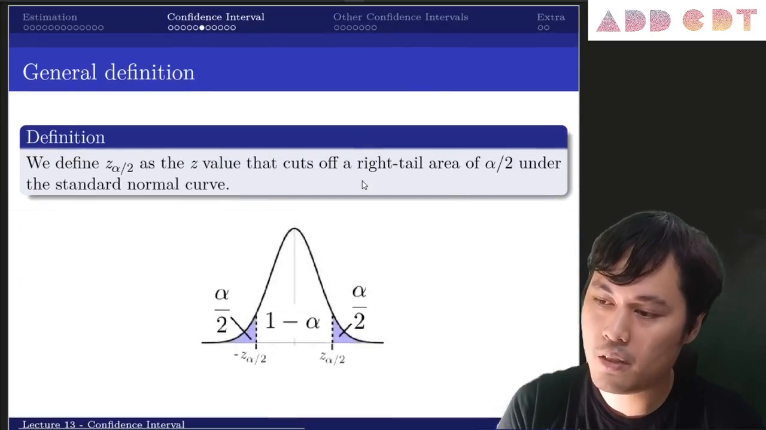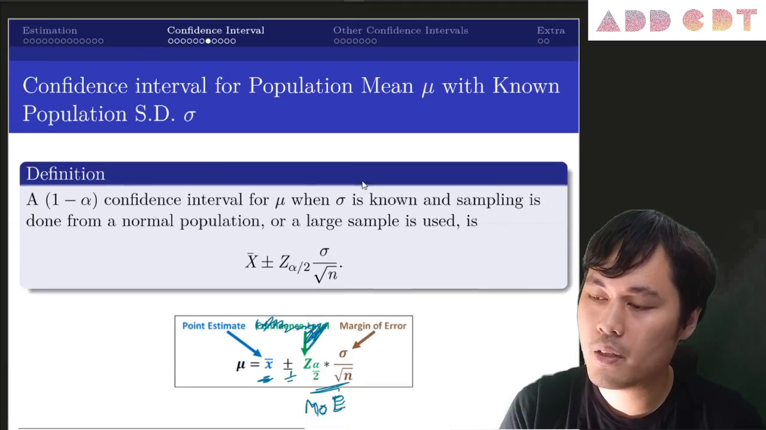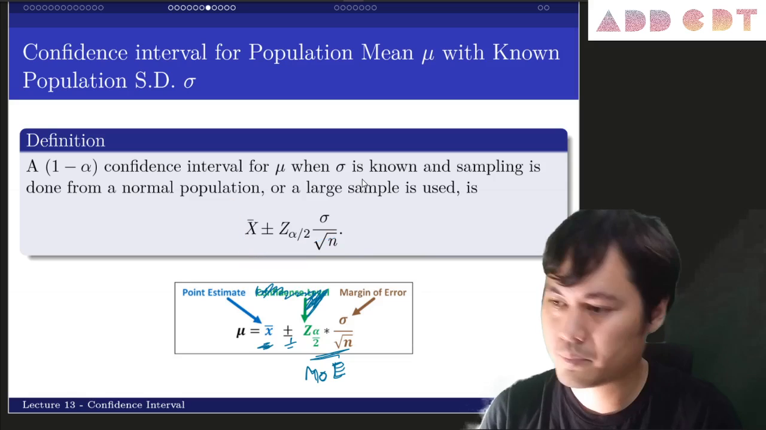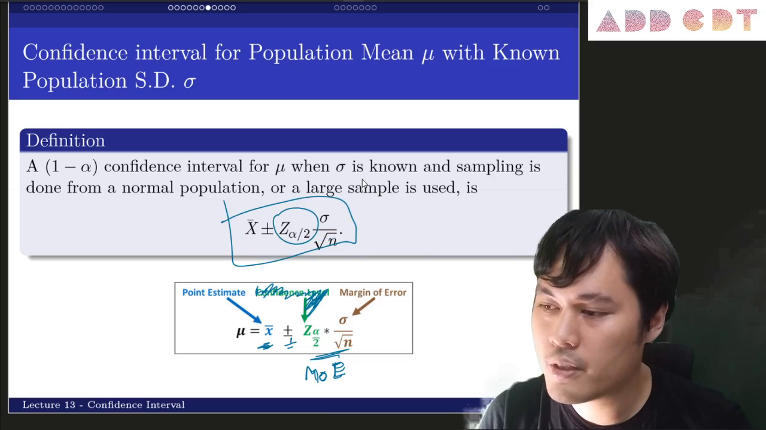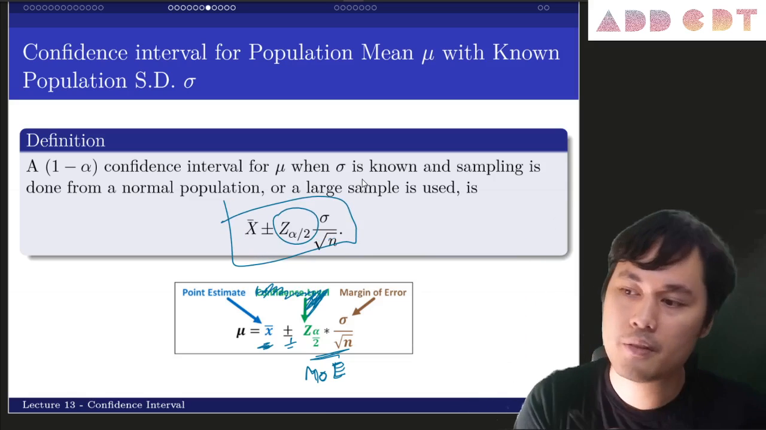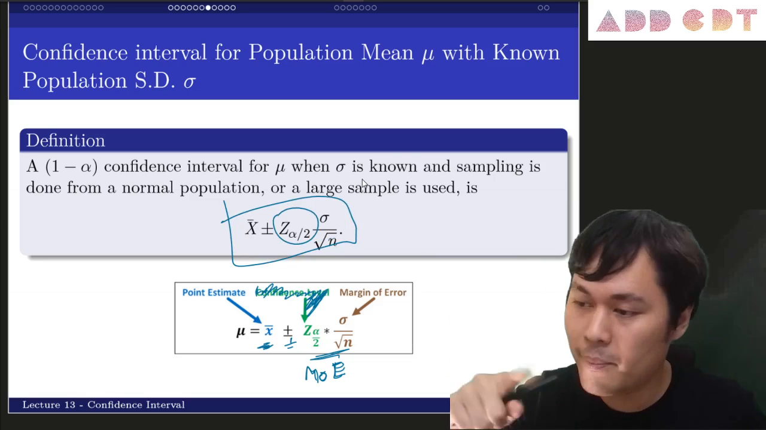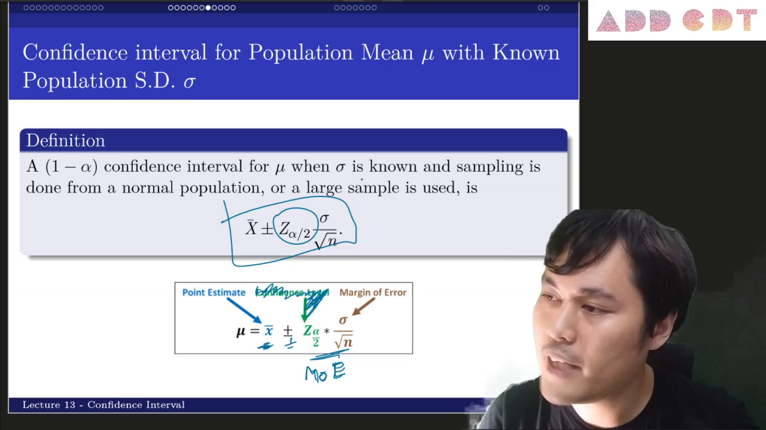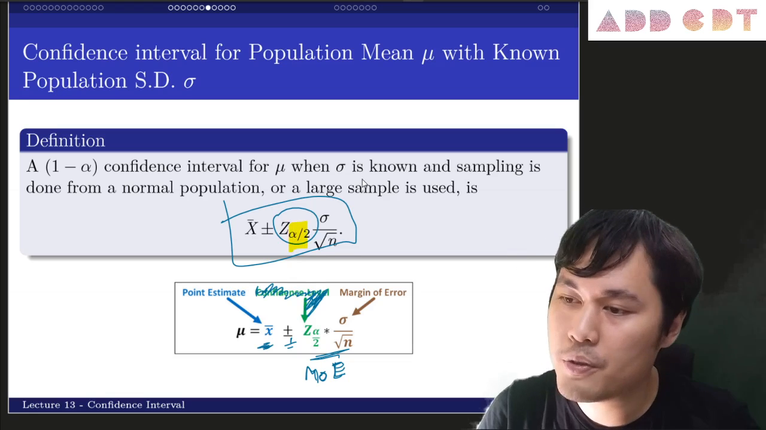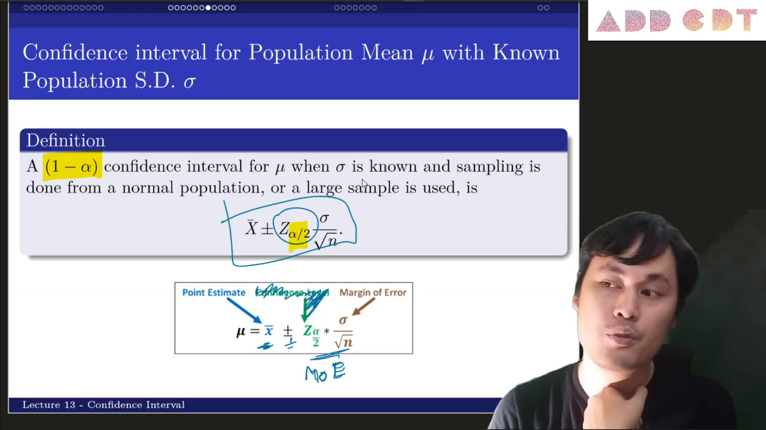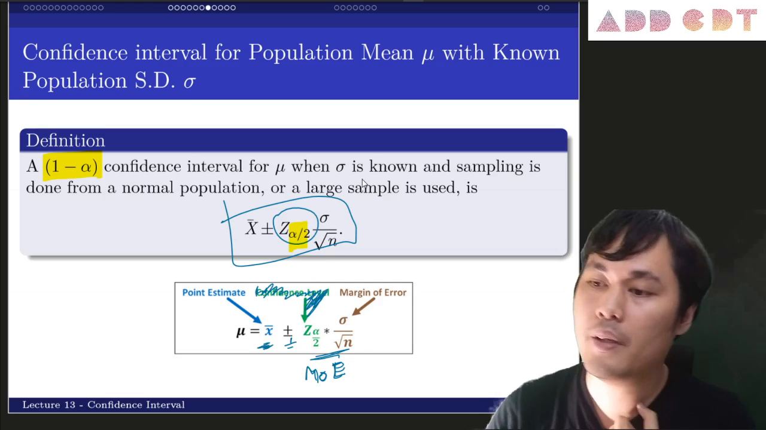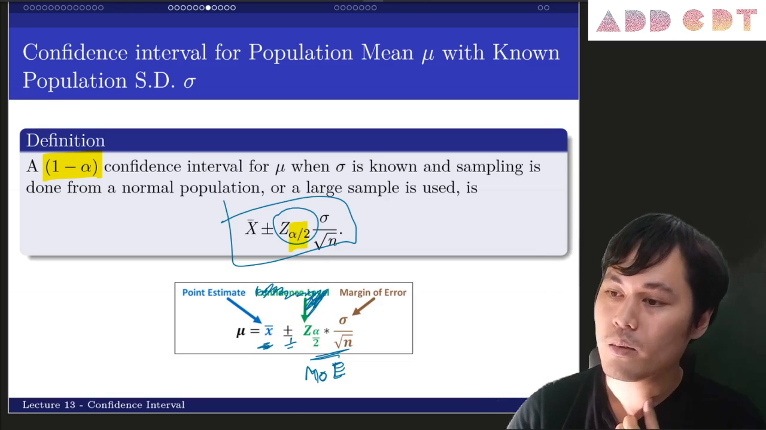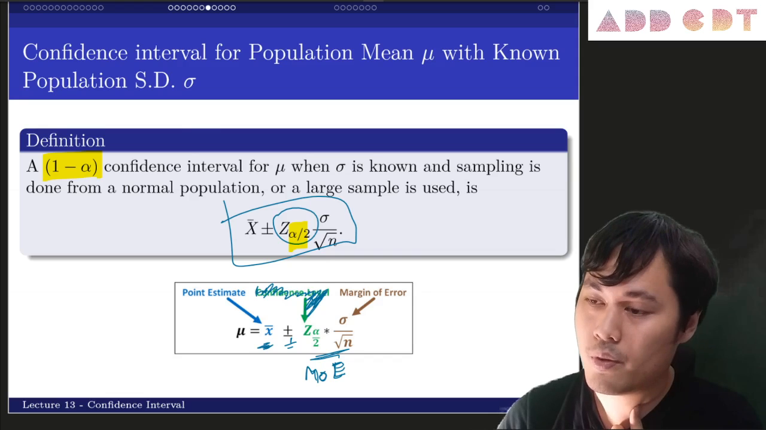If you want to change the number 95 to other numbers, then we are going to use this formula here. So what we change here is just that single number. Instead of 1.96, we just put z of alpha divided by 2, where that alpha corresponds to the confidence level that you choose, and we express that as 1 minus alpha, because alpha is going to be small.